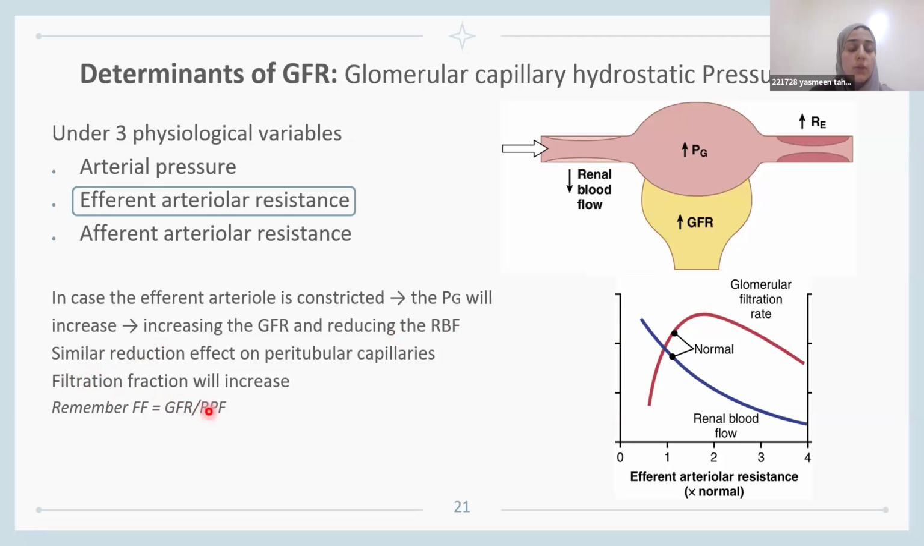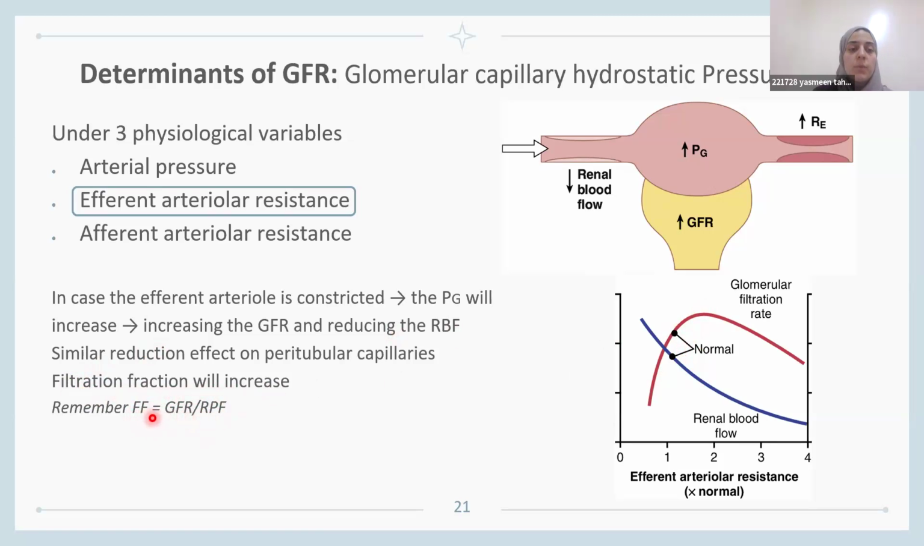Okay, so if the GFR is higher and the renal plasma flow is slightly lower, from the filtration fraction equation, this mathematically will lead to an increase in filtration fraction. Even if the renal plasma flow is still the same, an increase in the GFR can increase the filtration fraction. And in this case, the filtration fraction increases even more because we have a decrease in the renal plasma flow and an increase in the GFR.